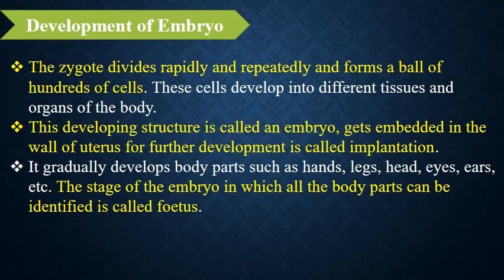Development of embryo in human. Fertilization हो गई, zygote form हो गया. When zygote forms, the zygote divides repeatedly and it forms a ball of hundreds of cells. एक ball बन जाती है cells की, and those cells develop into different tissues, and different tissues make different types of organs of the body. This developing structure is called an embryo.